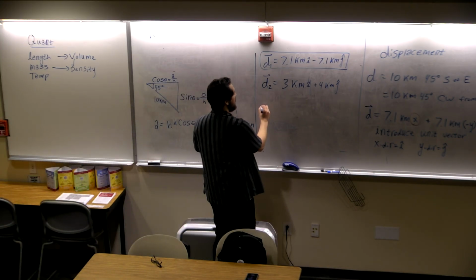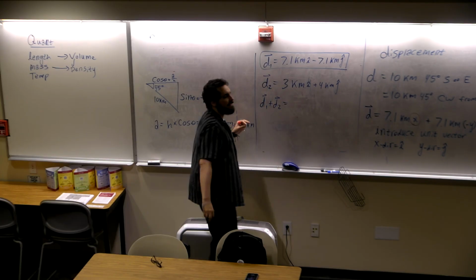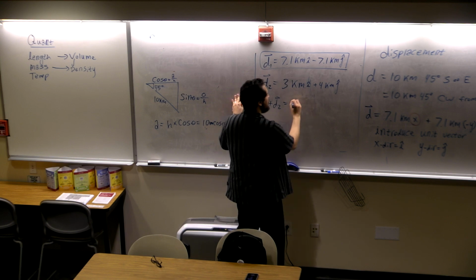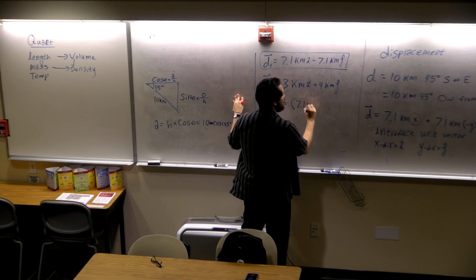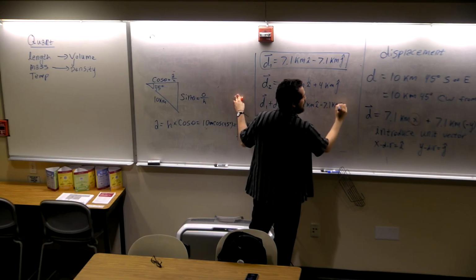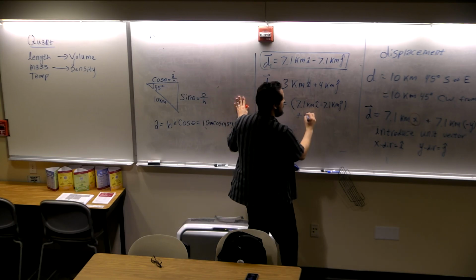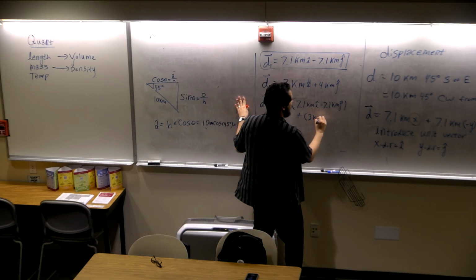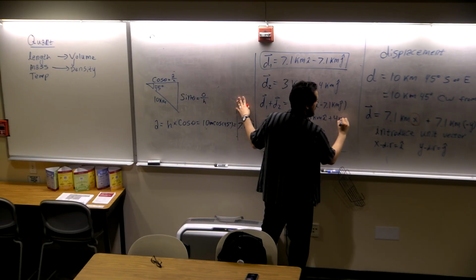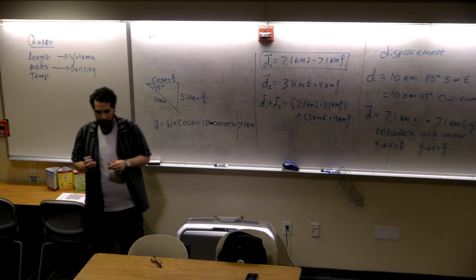Well, the total displacement is just going to be our individual ones added together. So we ask what happens when we add together our two displacements. Well, that's just saying we take our first one, 7.1 kilometers I hat minus 7.1 kilometers j hat. And what do we do to it? We add to it our second. And we just use our algebraic rules. 3 kilometers I hat plus 4 kilometers j hat. We just add our two pieces together.